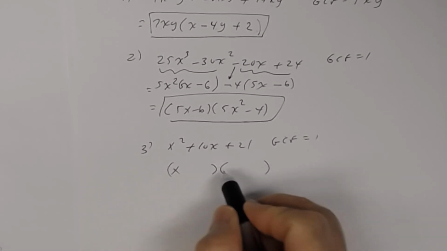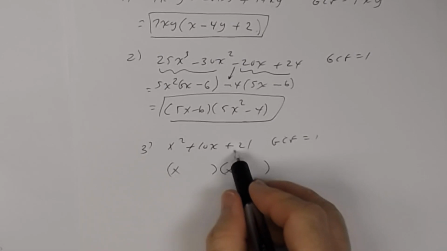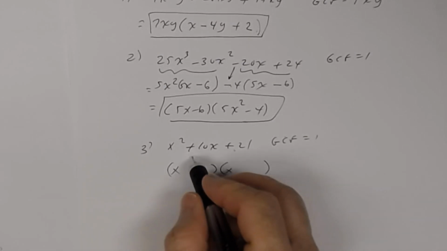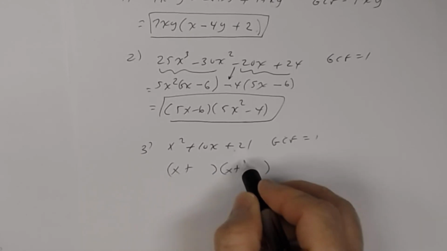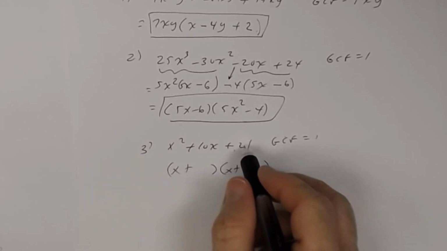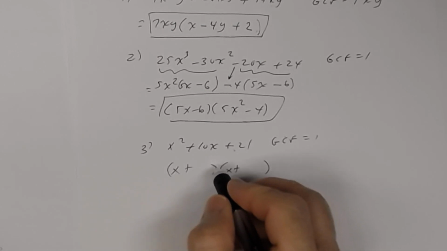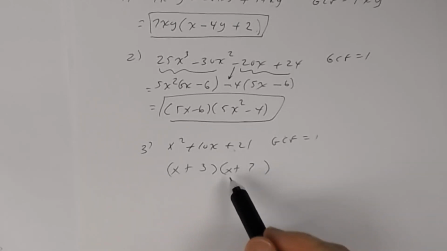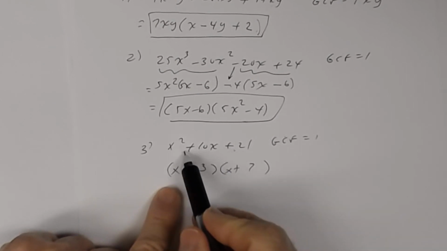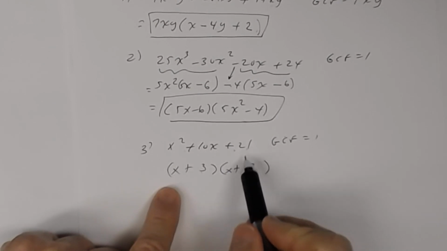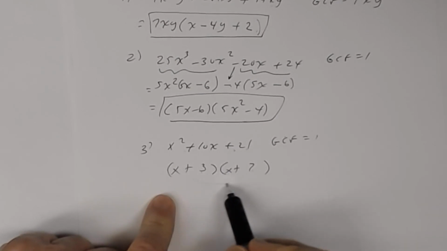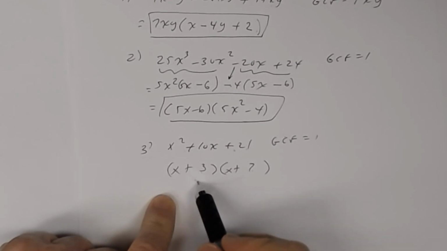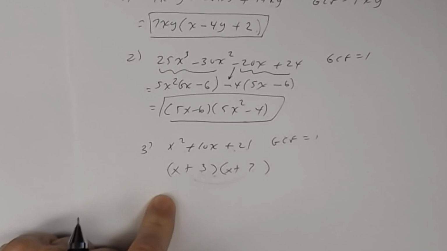So x times x is x squared. The last sign's positive, which means the signs in here are the same. They're both going to be positive. For 21, let's try 3 and 7. Let's put the 3 here, the 7 there. Again, always check, mentally check. X times x is x squared. 3 times 7 is 21. Using FOIL, the outer is 7x, the inner is 3x. When I add them up, I get 10x.